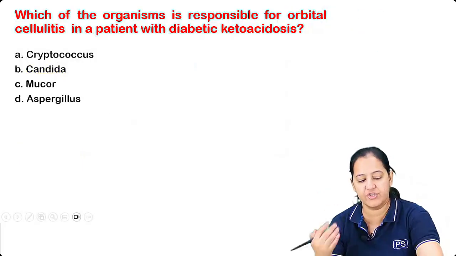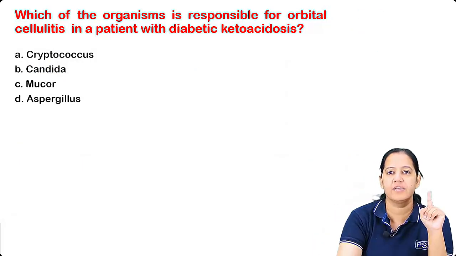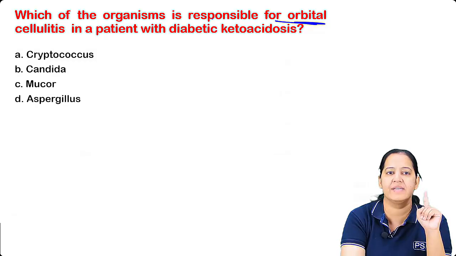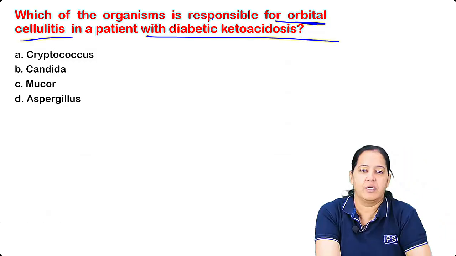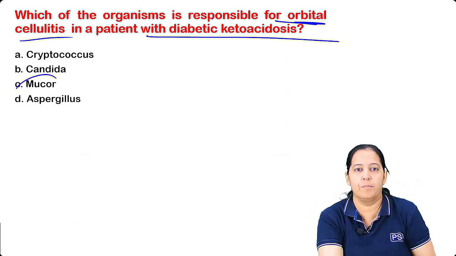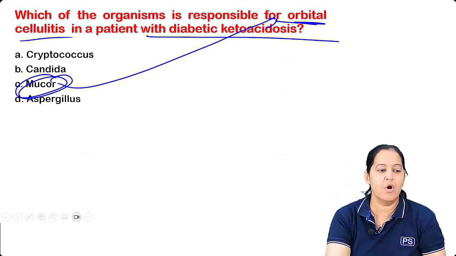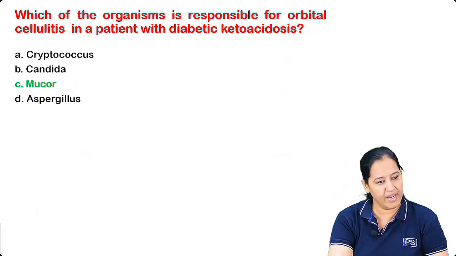We are done. Read the question. Tell me the answer. Which of the following organisms is responsible for orbital cellulitis in diabetic ketoacidosis? Especially in diabetic people, this complication is more common. So of course the answer is mucormycosis, most commonly causing orbital cellulitis. Okay, Mucor is the answer.